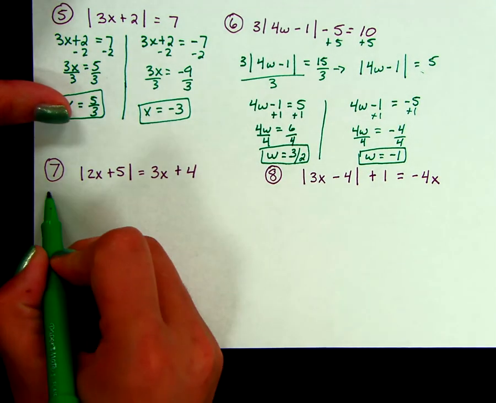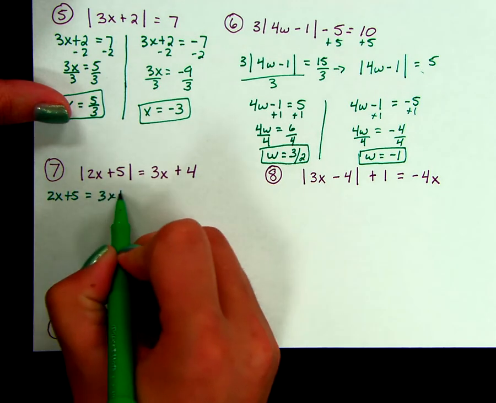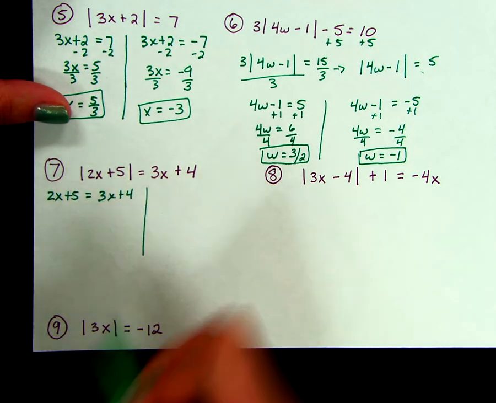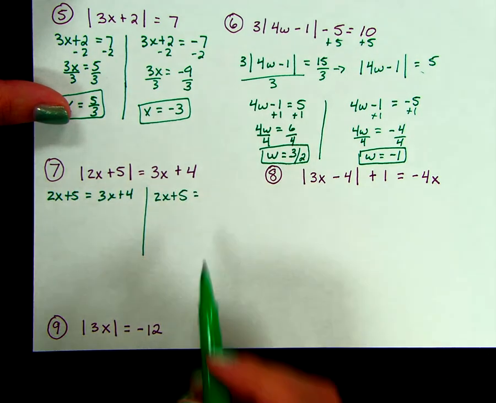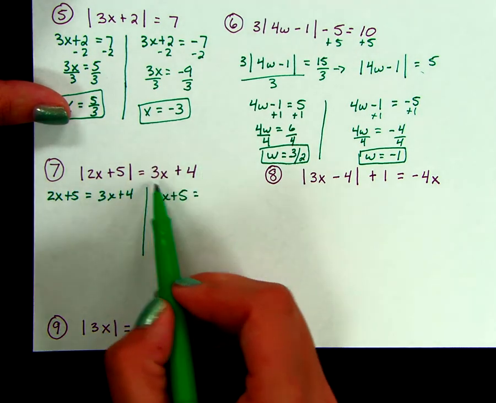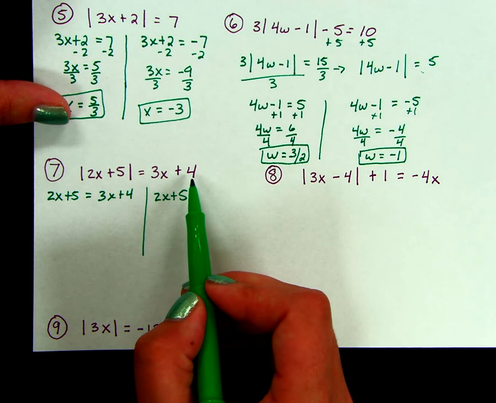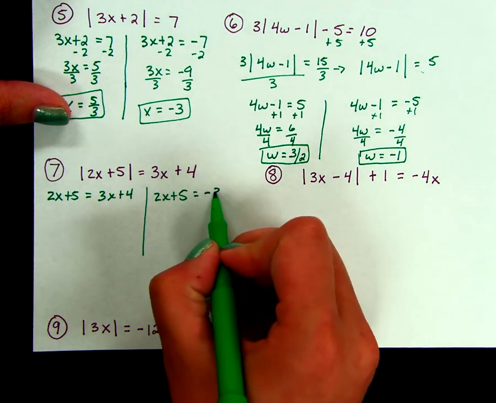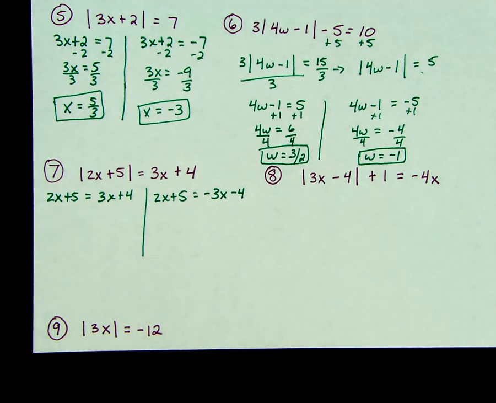So first one, 2x plus 5 equals 3x plus 4. And I'm going to put a little line here. 2x plus 5 equals, and again, we have to change everything on this side to its opposite. So both of these are going to become negative. So equals -3x minus 4. And now we solve each one.